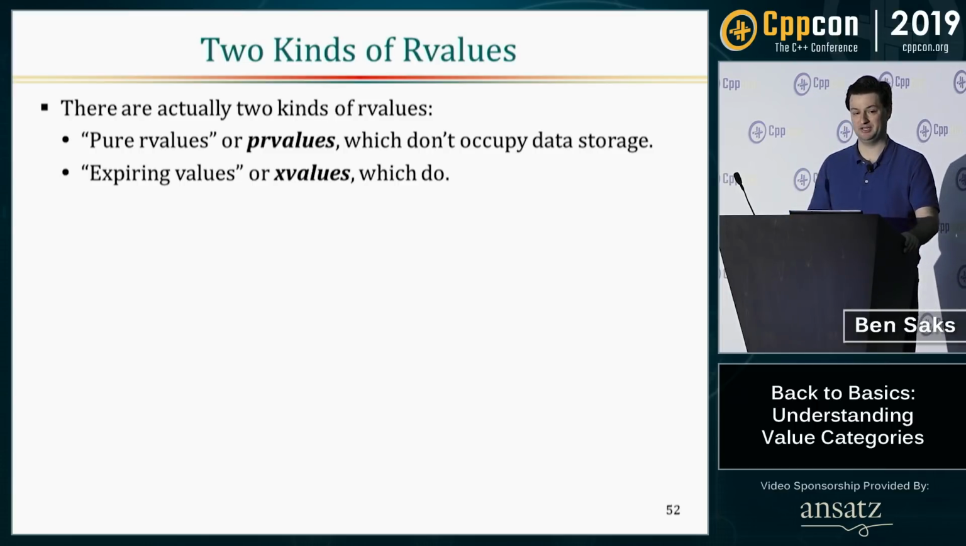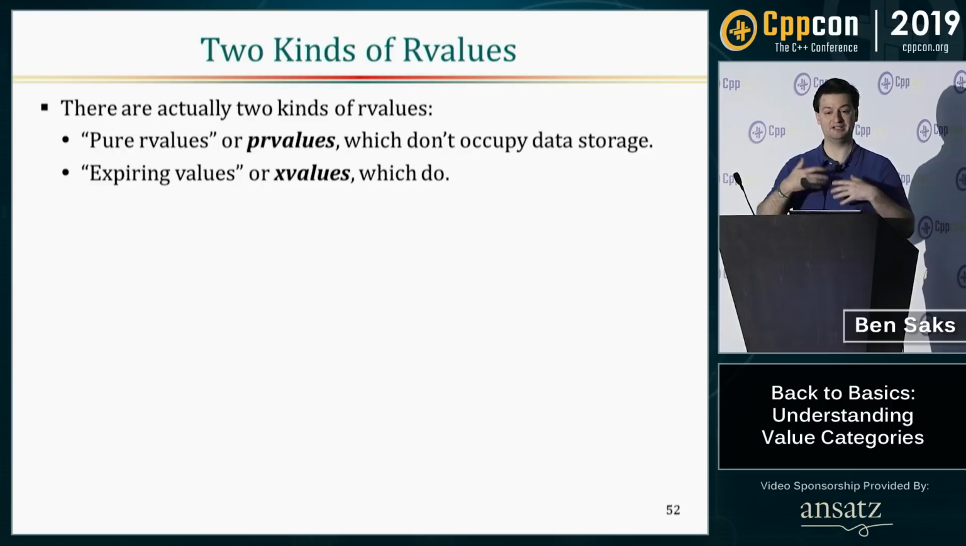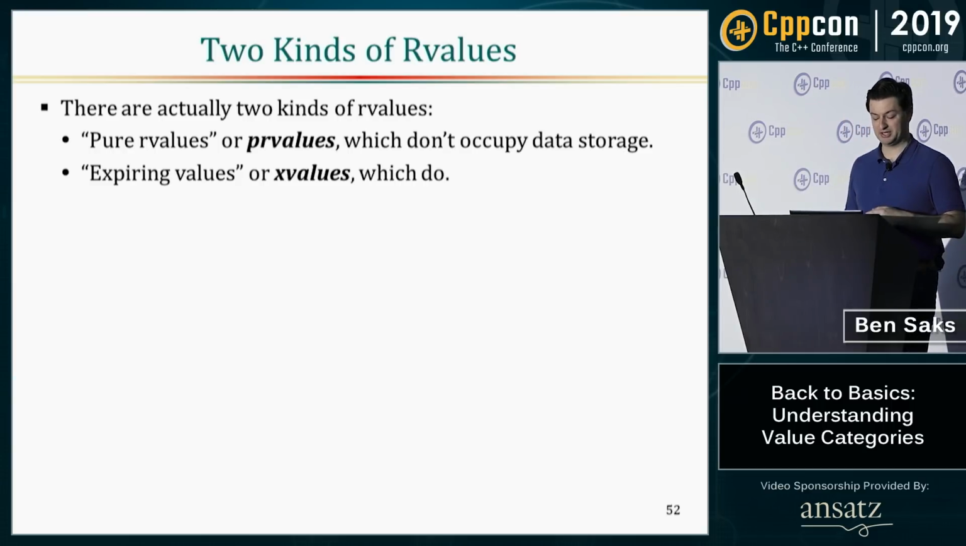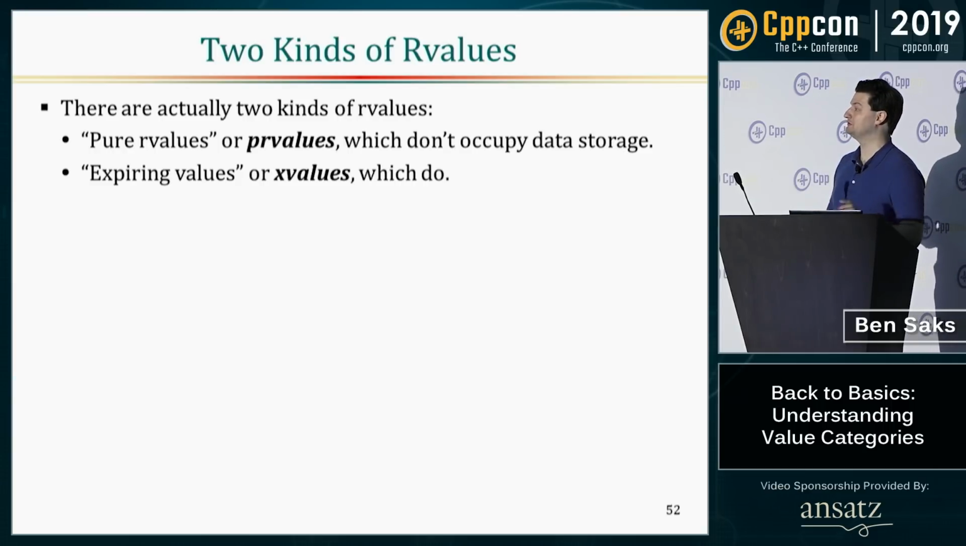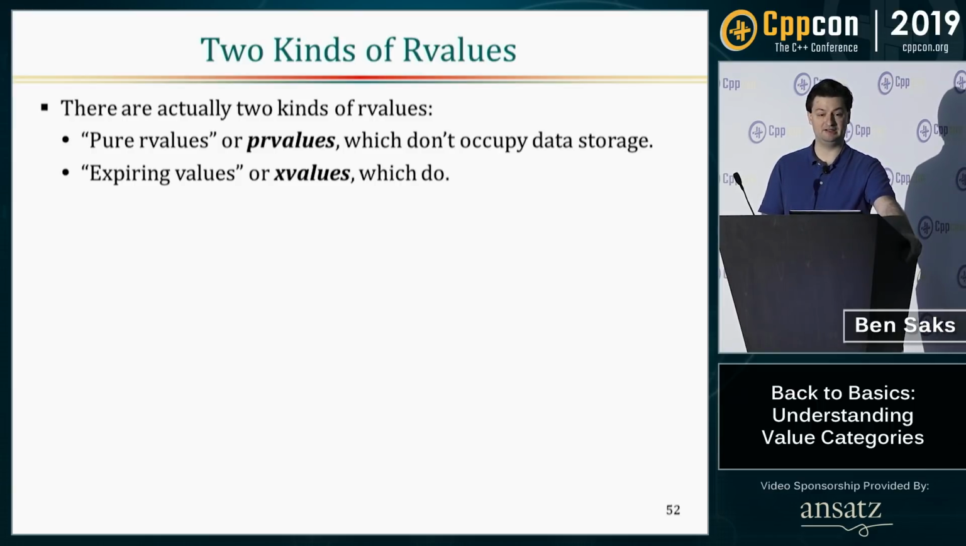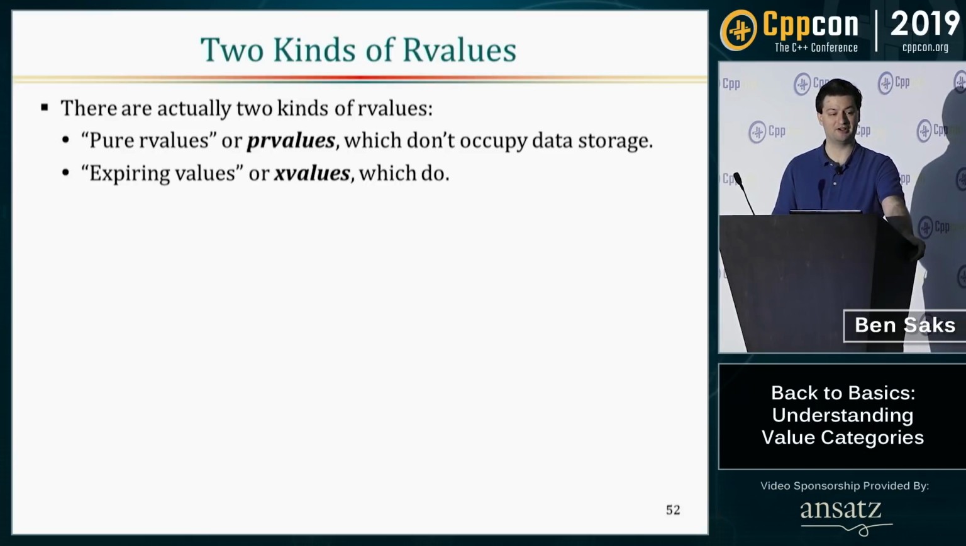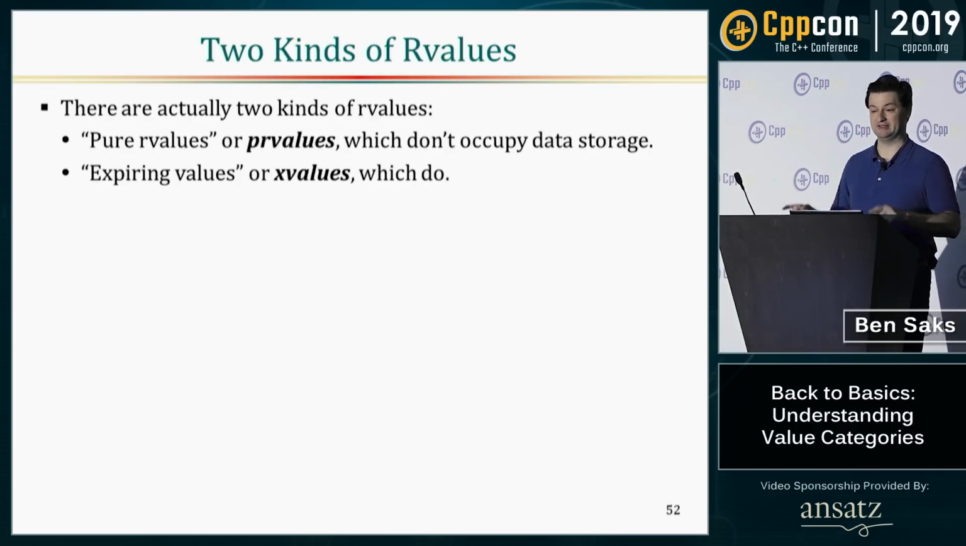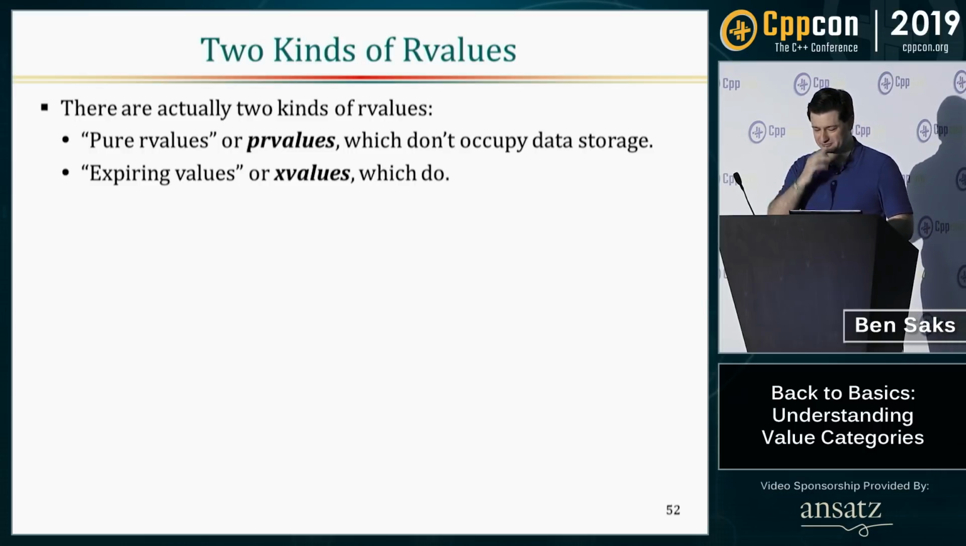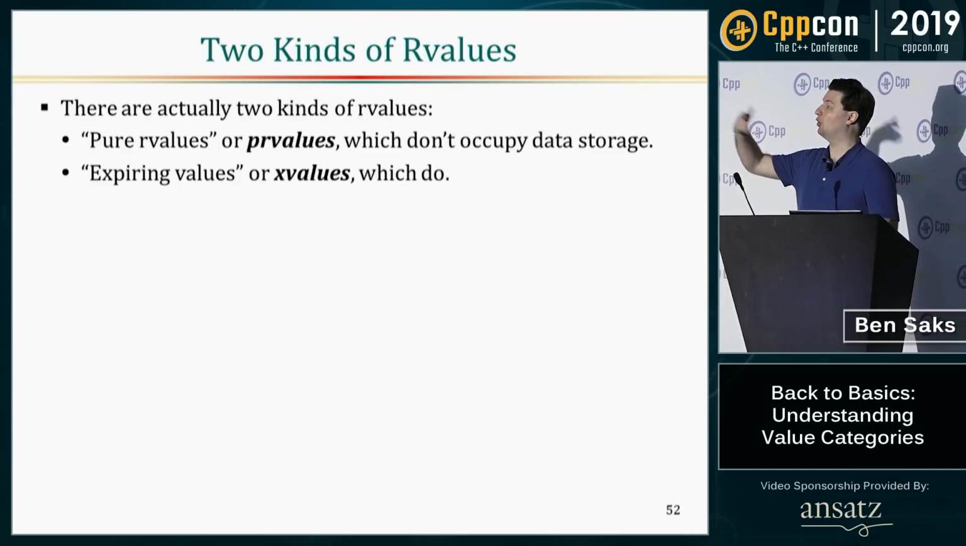It turns out in modern C++ there are two kinds of rvalues, and they have special names. There are pure rvalues, or prvalues, which don't occupy data storage conceptually. And then there are what are called expiring values, or xvalues, which do occupy data storage. Both of these are considered to be types of rvalues. So when I refer to rvalues going forward, I could be talking about either a prvalue or an xvalue.